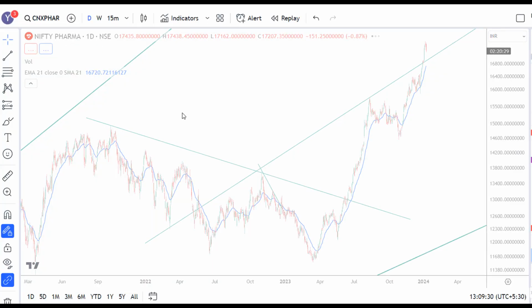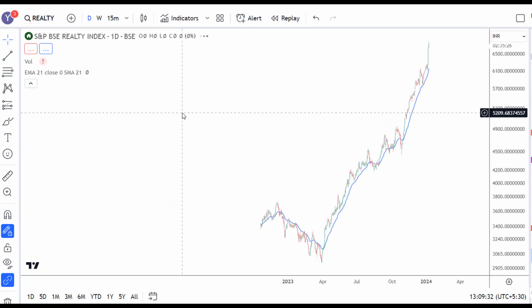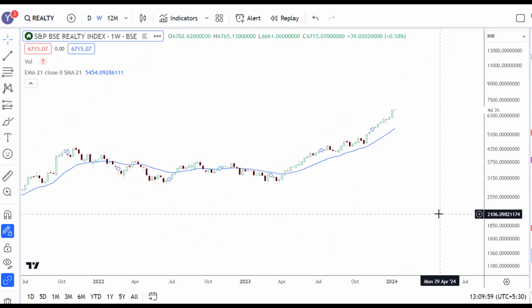Next is the realty index. This index has also done very well last year, and I think this rally can continue. So if you see some good setups in this sector, then you should definitely go ahead and create long positions. But I think a better way for you to play this rally would be to invest in building material companies. Essentially, the realty index mostly consists of firms like DLF, Godrej Properties.